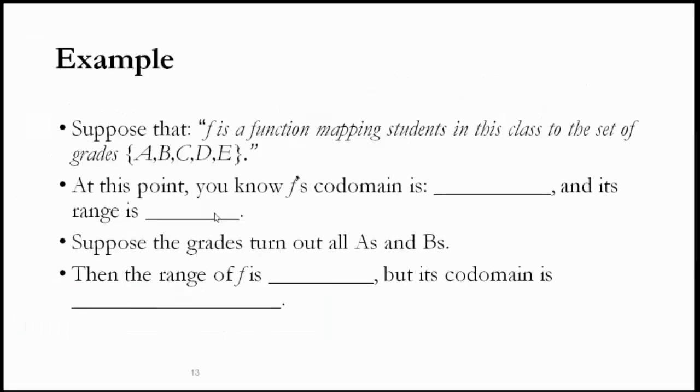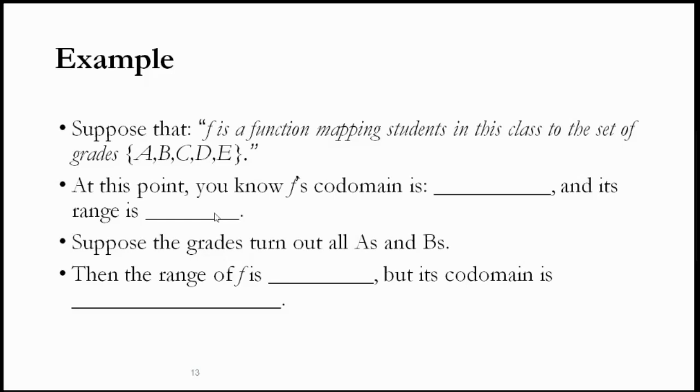Now we'll see one more example. Suppose that f is a function mapping students in this class to the set of grades. So choose whatever grade you want: A grade, B grade, C, D, and E. At this point, what is f's codomain? All possible grades are the codomain. Whether you make it A grade or B grade, all possible grades are there, A to E.